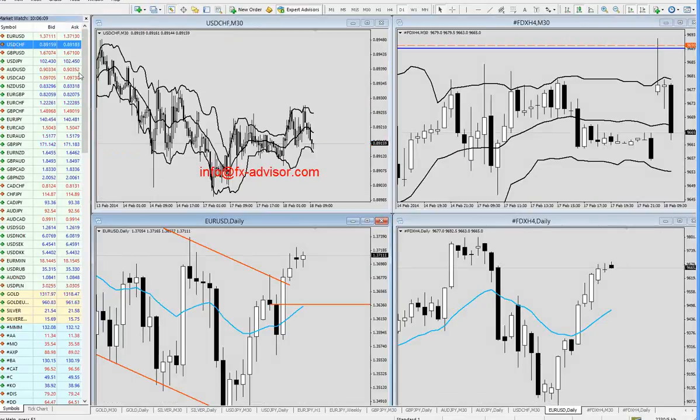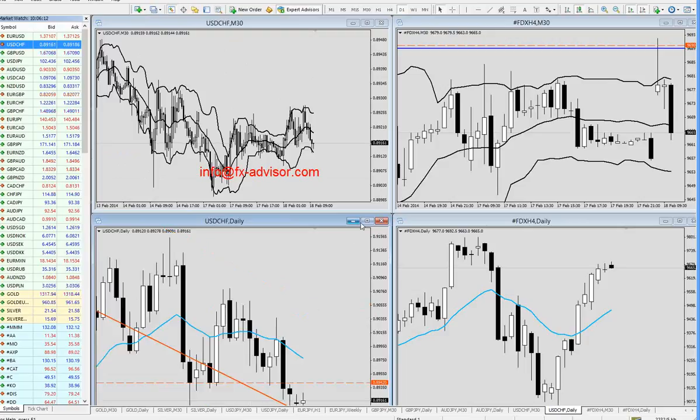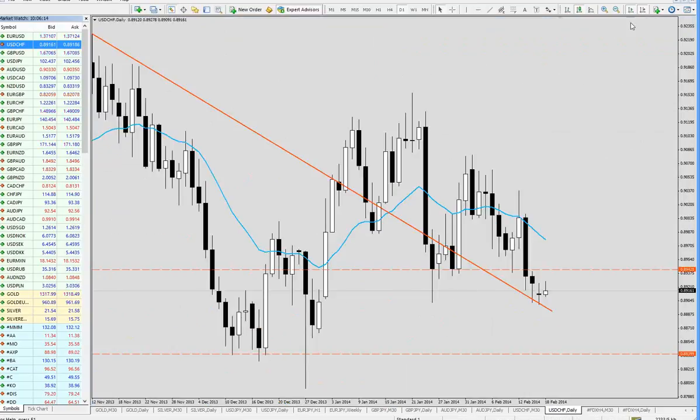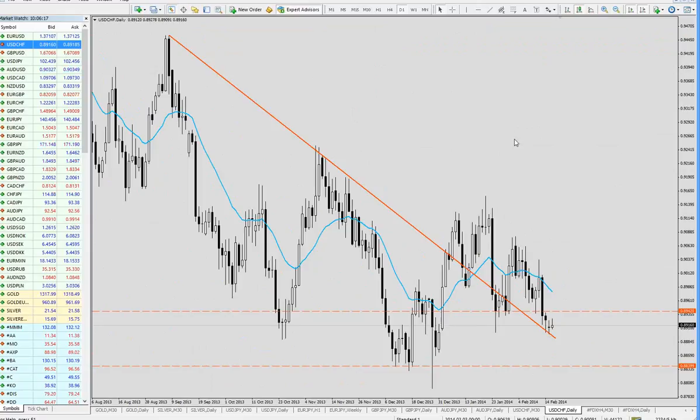Let's see dollar Swiss franc. We are long as well, and yesterday there was a full explanation in our room why we are long here. We think that risk reward is on our side as long as this broken trend line works as support right now. We have a chance to see slightly higher prices on dollar Swiss franc. Let's take a look at the 30-minute chart.